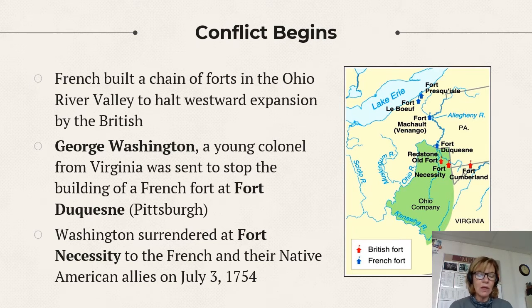So he goes up there. He's surrounded by the French. It's raining. Their gunpowder gets wet. There's nothing that he can do, and so he has to surrender. And they let Washington go, right? So he is defeated. He surrenders his fort to the French and their native allies. Not a very good start for our George Washington.